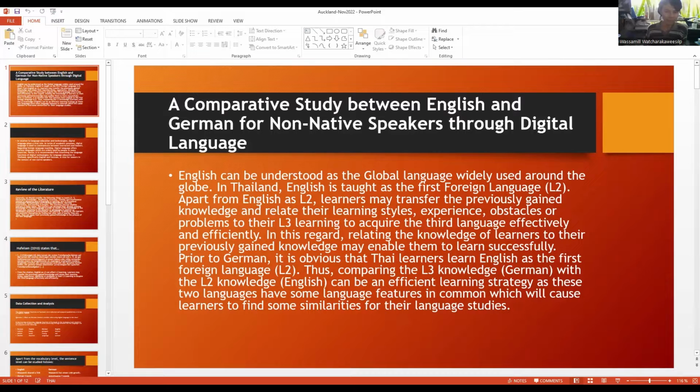Prior to German, it is obvious that Thai learners learn English as the first foreign language. Thus, comparing the L3 language, namely German here, with the L2 language, namely English here, can be an efficient learning strategy, as the two languages have some language features in common, which will cause learners to find some similarities for their language study.